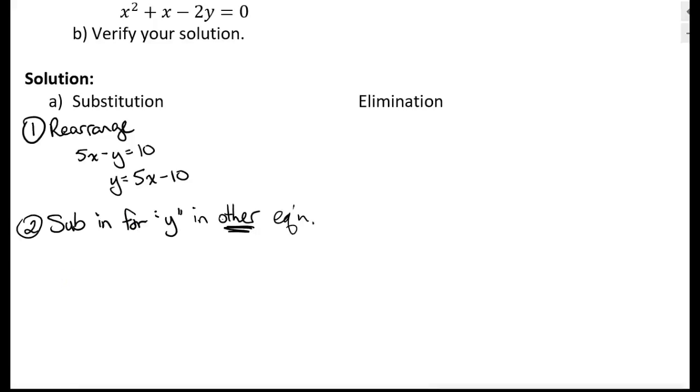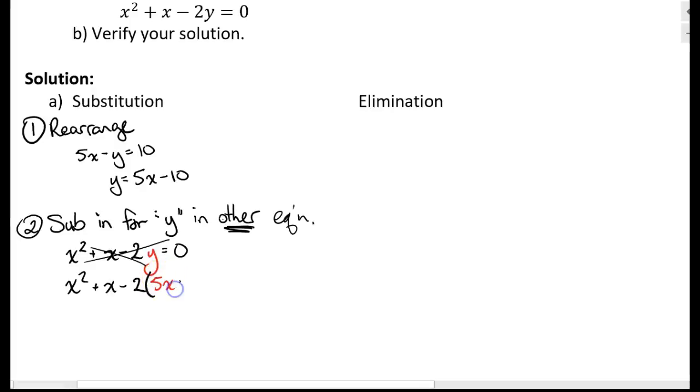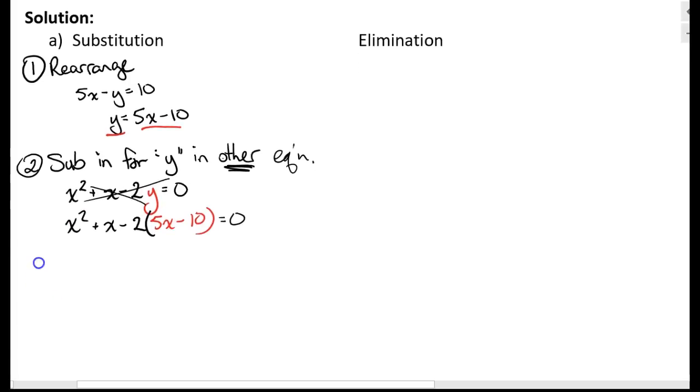So I'll make sure that this is going in lieu of y, since we started with minus 2y equals 0. Now I'm going to have x squared plus x minus 2 times (5x minus 10), because y is the same as 5x minus 10. That's what that equal sign means. They're one and the same. And that equals 0. From here, I'm going to try and solve it like I would any other quadratic equation.